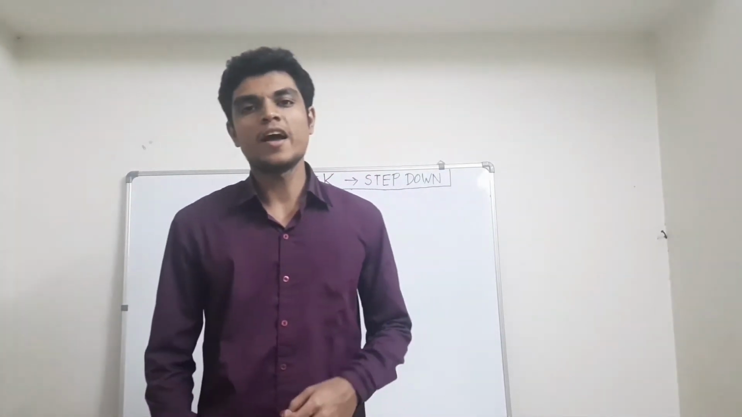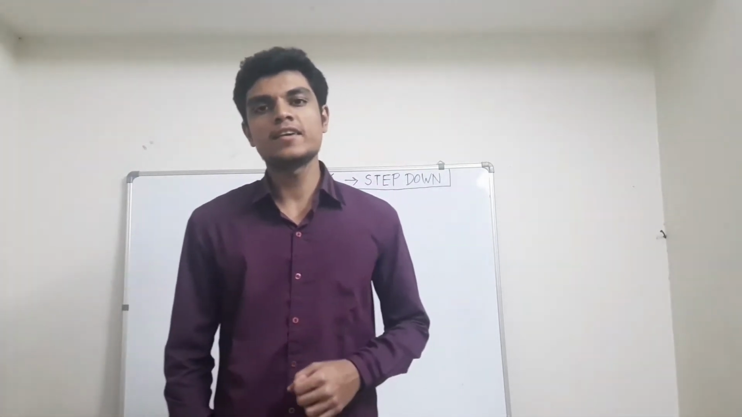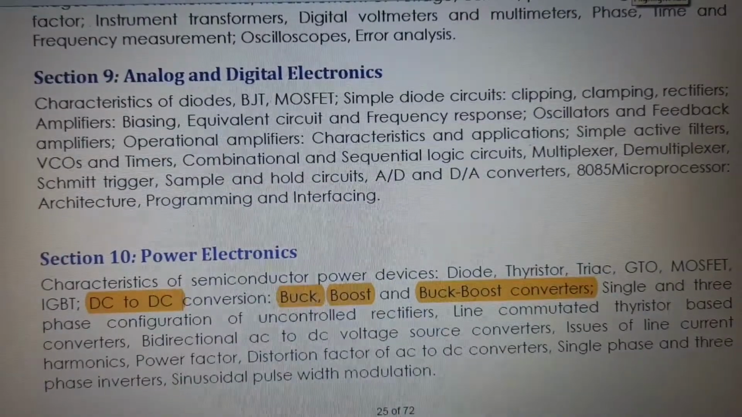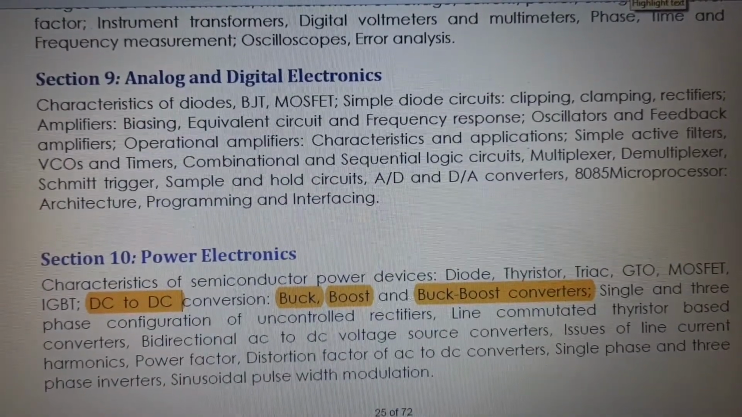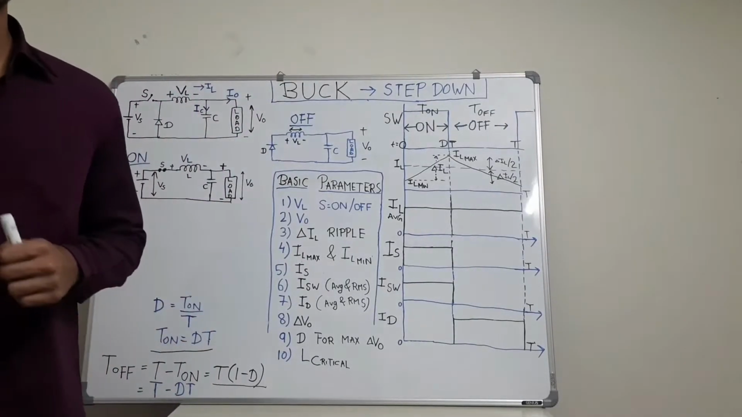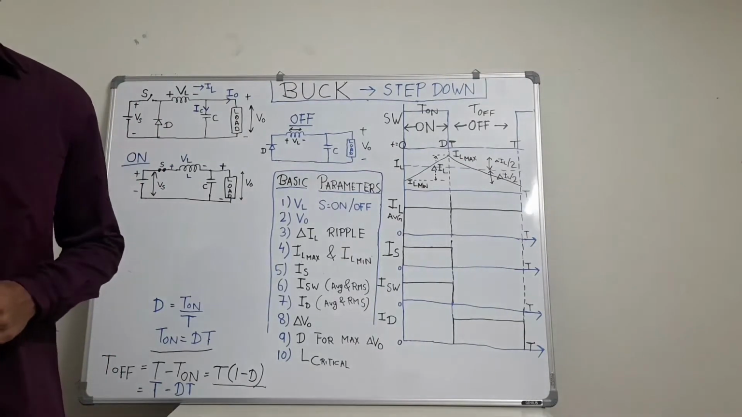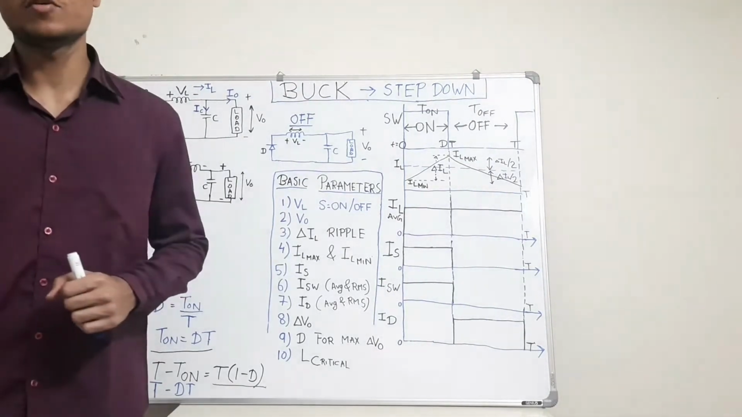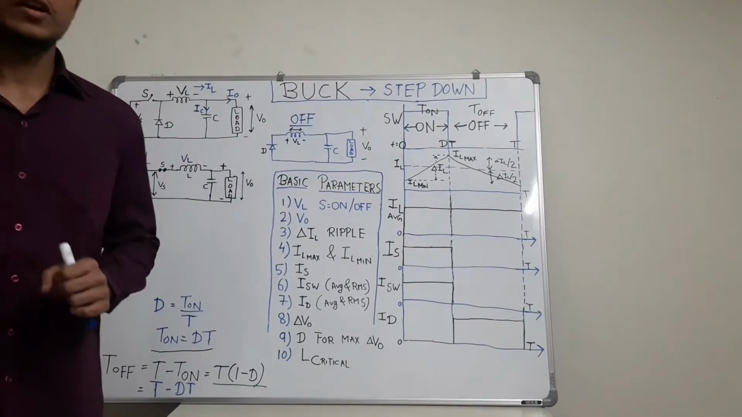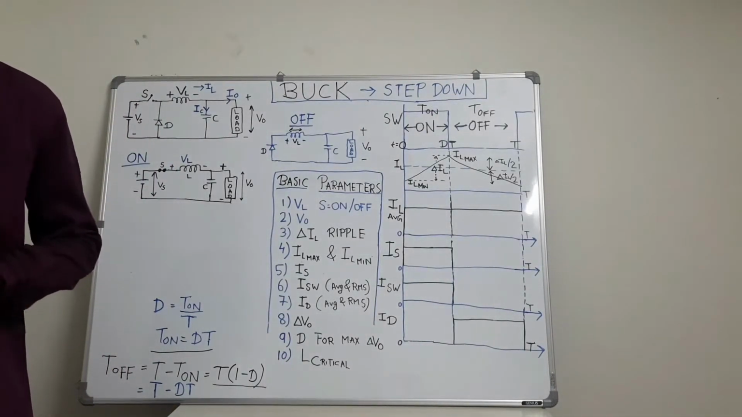In this video, I am going to discuss the buck converter completely from the GATE and ESE exam questions point of view. In the GATE exam syllabus, buck is the first DC to DC converter out of 3. So friends, let's start with the first converter, that is the buck converter. Its function is to step down the input DC voltage to some low value. Hence, the output of the buck converter will always be less than or equal to the input voltage.